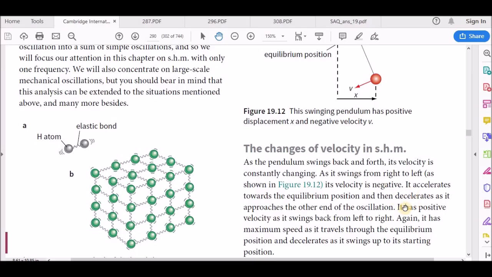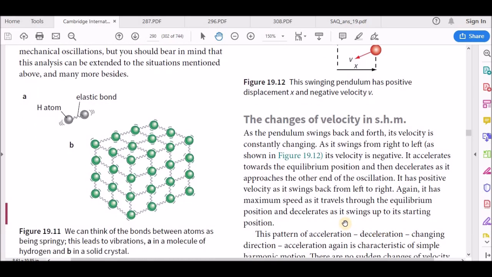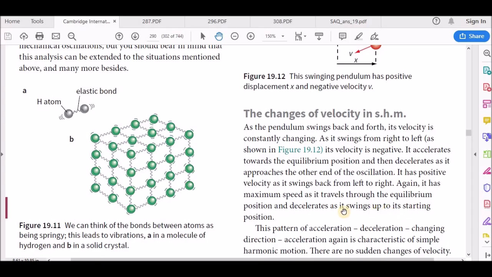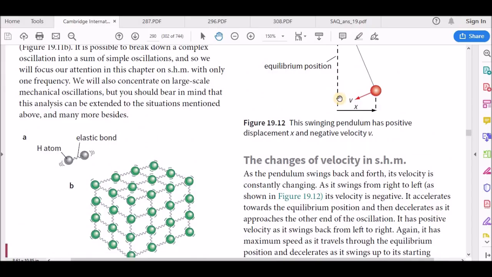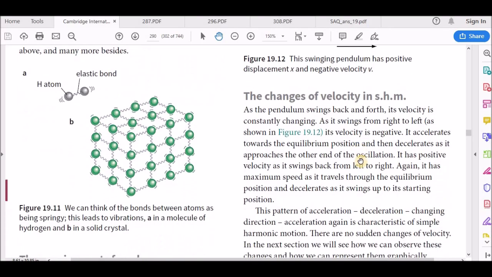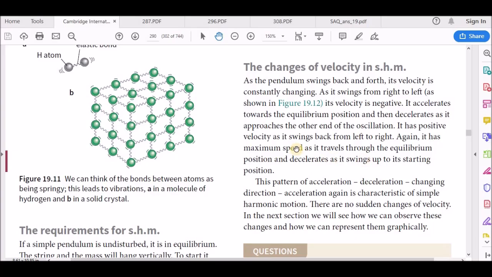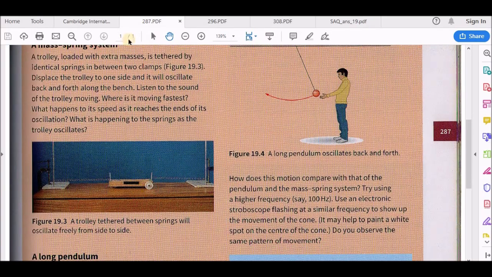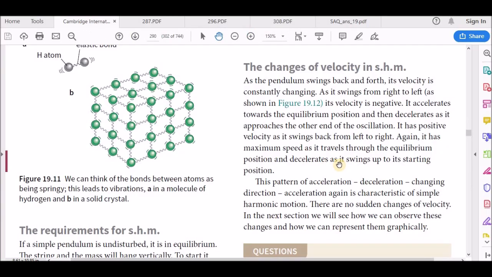It has positive velocity as it swings back from left to right. Again, it has maximum speed as it travels through the equilibrium position. I already taught you all this. And it decelerates as it swings up to its starting position. So when it goes towards the extreme point from the equilibrium position, it decelerates. I have taught you all this before in the beginning of this lesson. When it came to the trolley, I already explained all this. Now we are applying it to the pendulum.